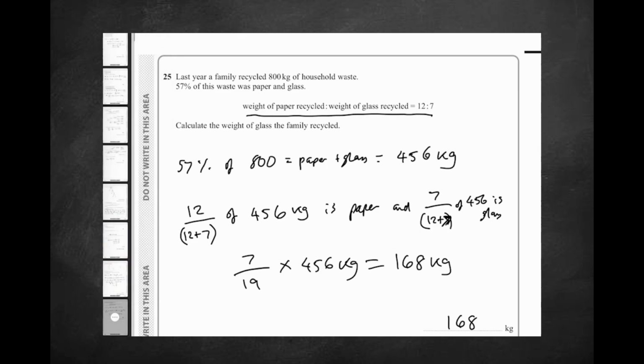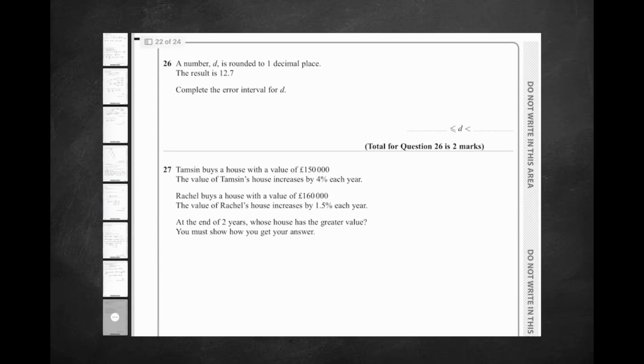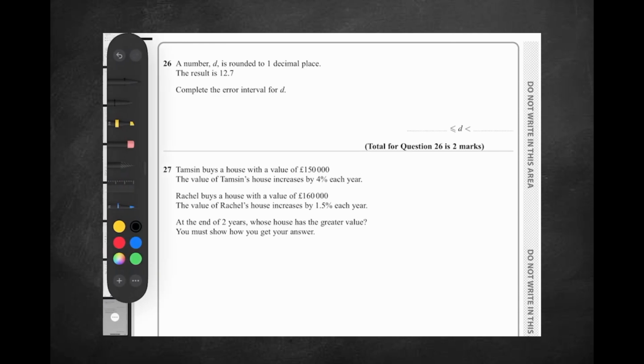Question 26. A number D is rounded to 1 decimal place. The result is 12.7. Complete the error interval for D. So it's going to be rounded up from 12.65 inclusive and down from 12.75 not inclusive.